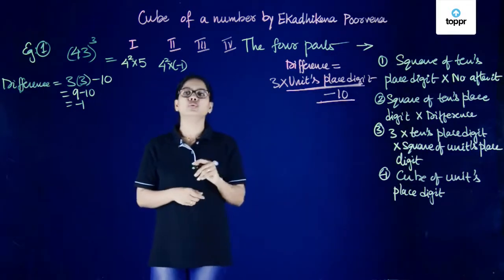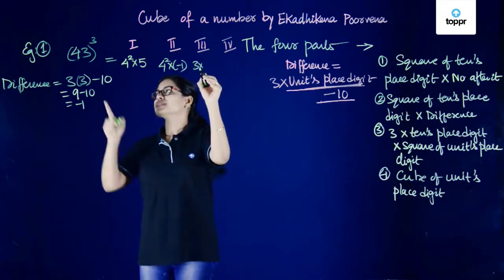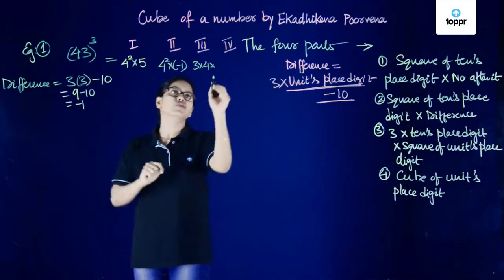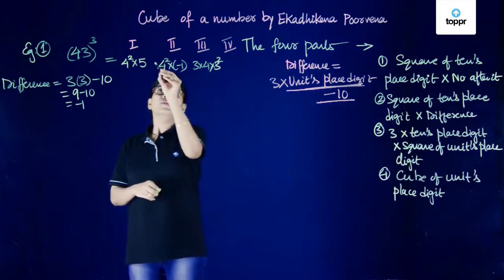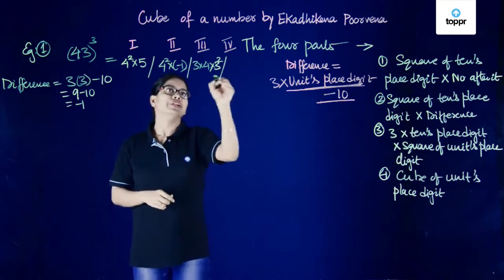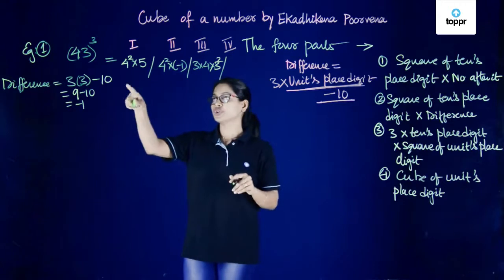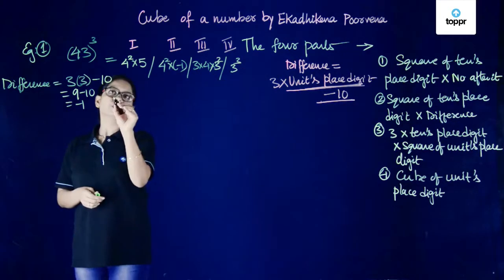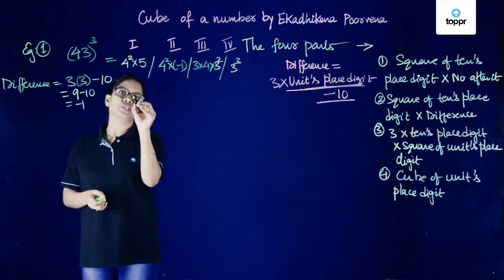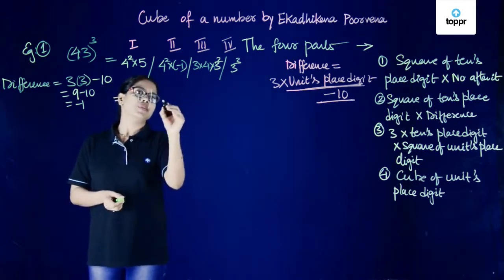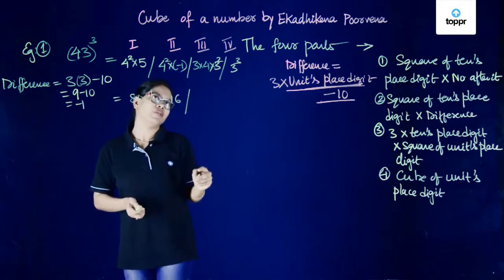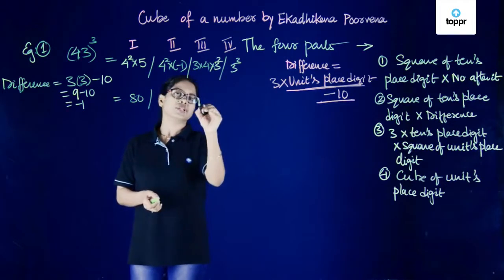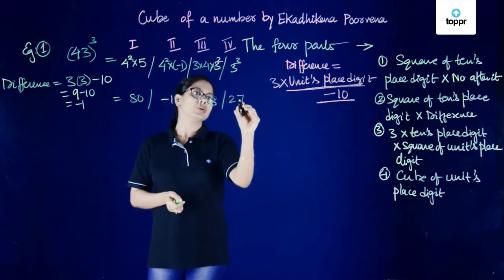Third step, we do 3 multiplied by the tens place, that is 4, and that is again multiplied by the square of the units place. The square of the units place is 3 squared. Let's separate these by slashes for clarity. And in the final step, we just cube the units place, so that's 3 cubed. Now let's simplify this further. This gives us 5 into 16, that's 80. And this is minus 16. Here we have 12 into 9, that is 108, and here we have 27.